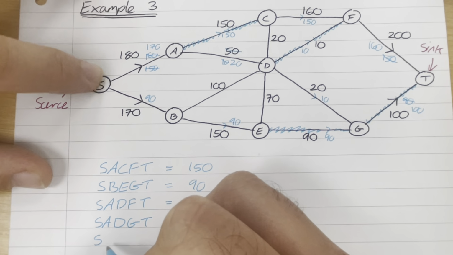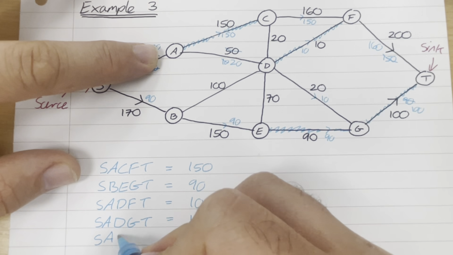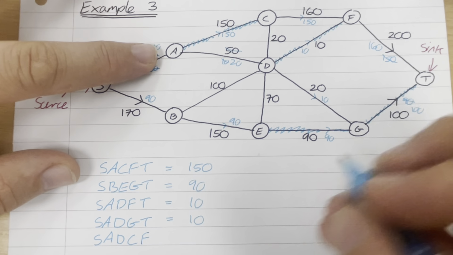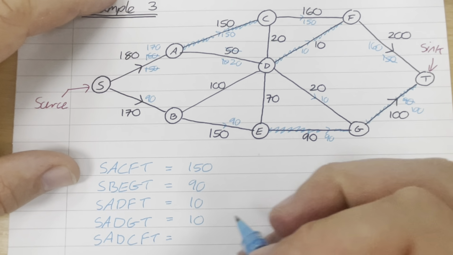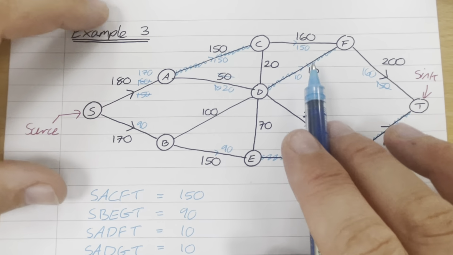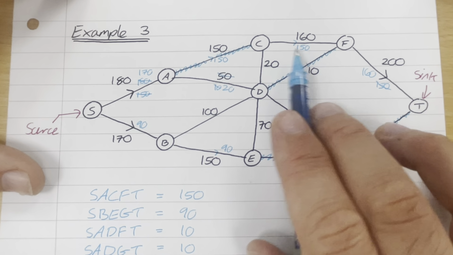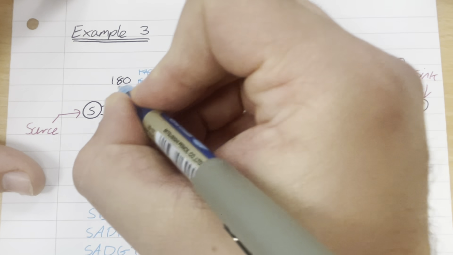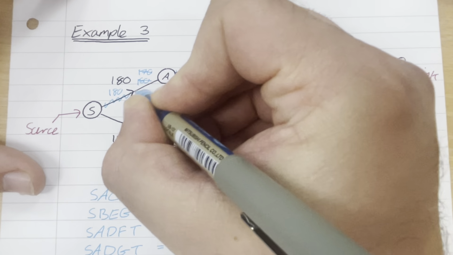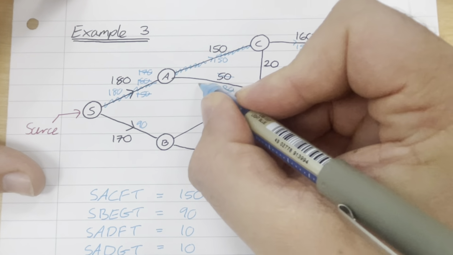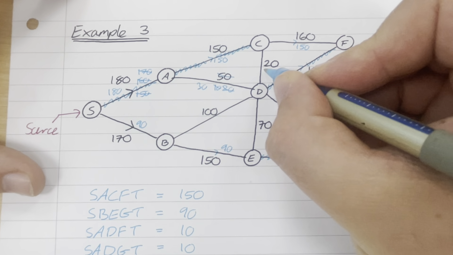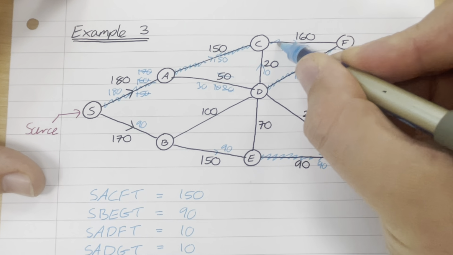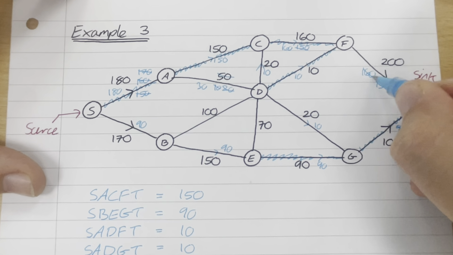So I'm going to go from S to A, down to D, up to C, across to F, and then down to the sink. So that's going to add a flow of 10 because there's 10 left in this pipe, and there's also 10 left in this pipe as well. So that's now going to go up to 180, which means that is now saturated. That's now going to go up to 30. That is going to have flow in it now going upwards. That is now going to be at 160, so that is now saturated. And that's going to go up to 170.